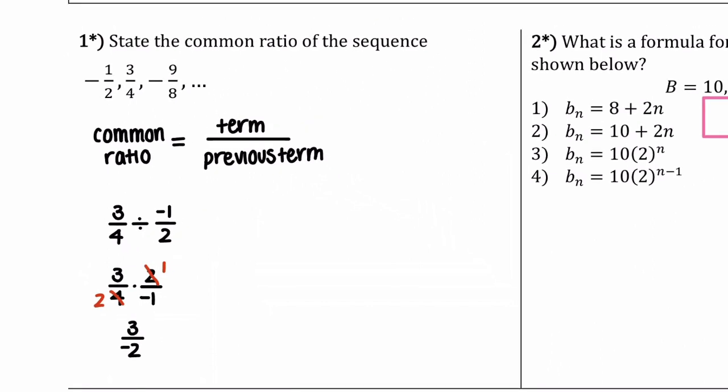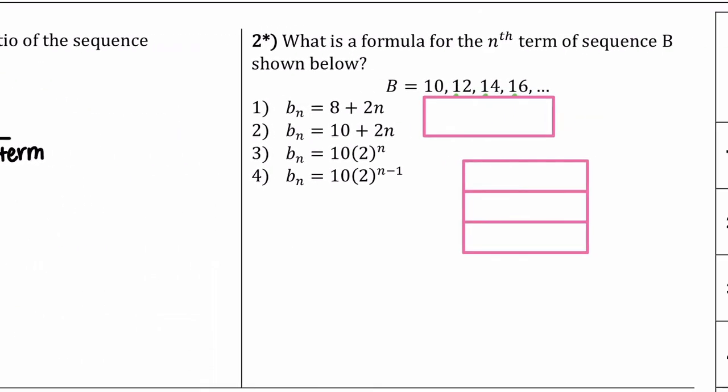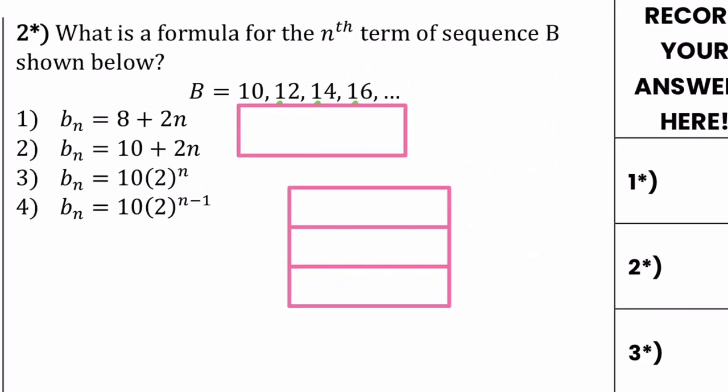And then we can use this answer just to double check if that is true. If I were to multiply negative half by negative 3 over 2, would that give me the next term? Yes. And then so on and so forth. It is also true.